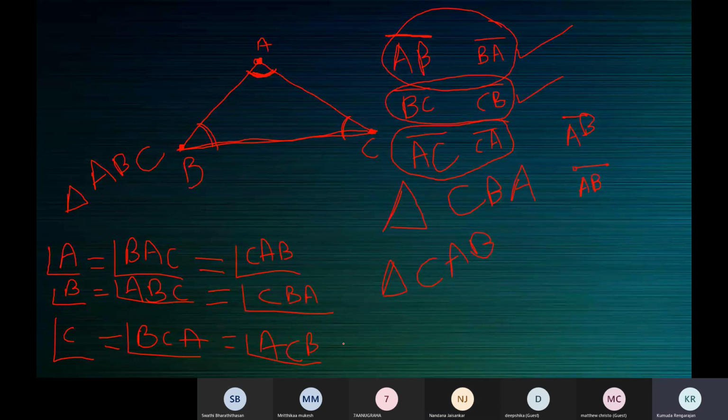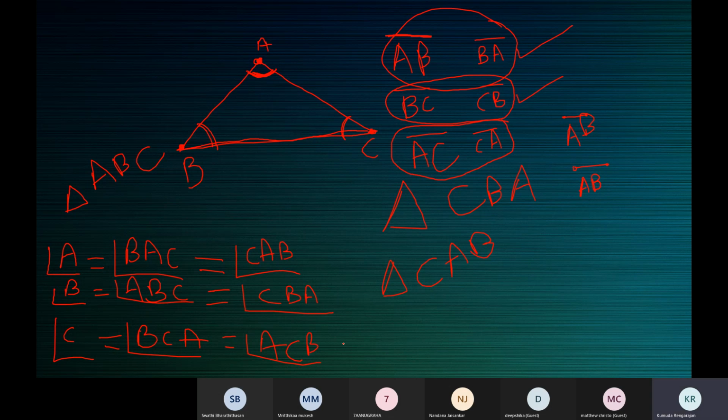So what we saw so far is about the six elements, how to name a triangle. A triangle has six elements, three sides and three angles. Every side can be represented in two different ways. You can say side AB or side BA, side BC or side CB. Both represent the same side. Side AC or side CA. So the sides can be named in two different ways.